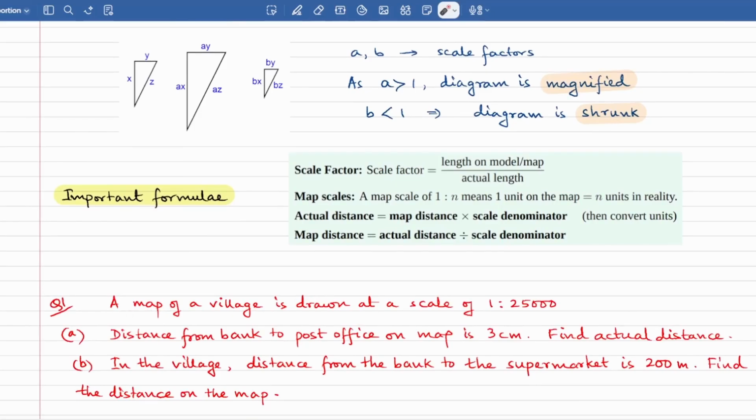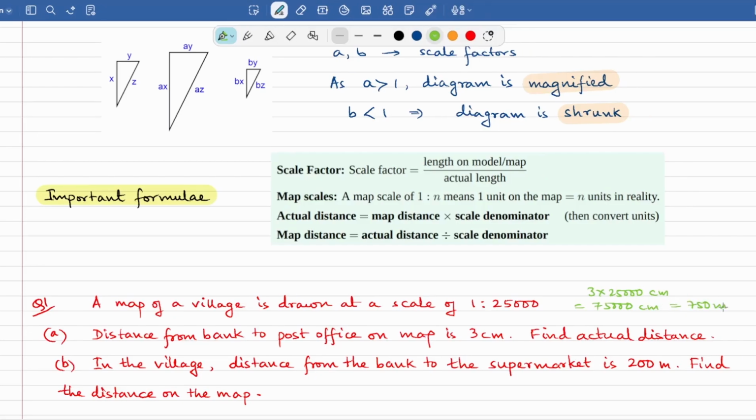Check out question 1. A map of a village is drawn at a scale of 1:25,000. All right, so 1 centimeter on the map should be equal to 25,000 centimeter in real life, or any other unit. 1 millimeter would also be 25,000 millimeter. All right, this ratio is independent of units. Distance from the bank to the post office on map is 3 centimeter. Find the actual distance. So if in the map it is 3 centimeter, in real life it should be 3 into 25,000 centimeter, right? Because we measured the distance on the map in centimeter. This is 75,000 centimeter, or 750 meter. That's a standard unit that we could use in real life distances.